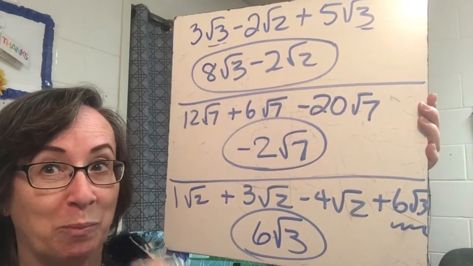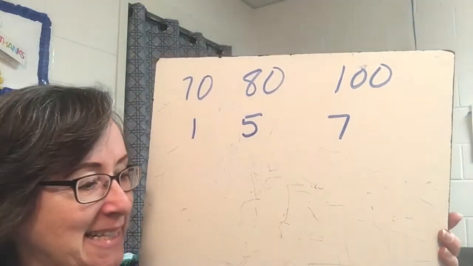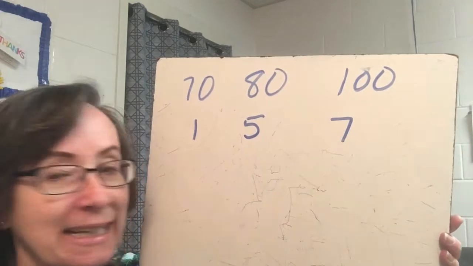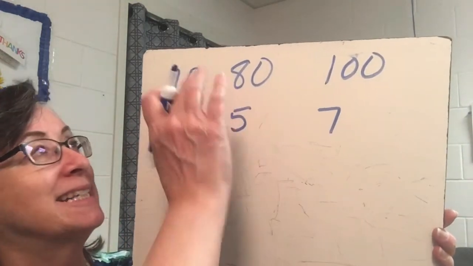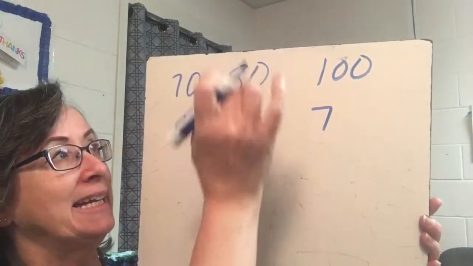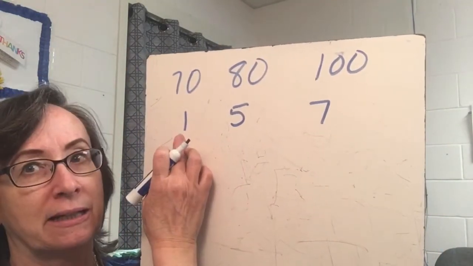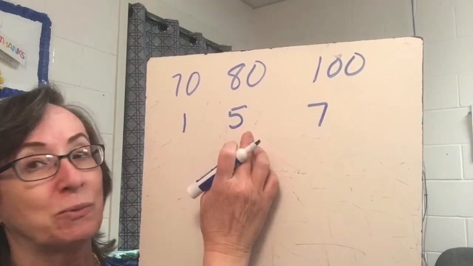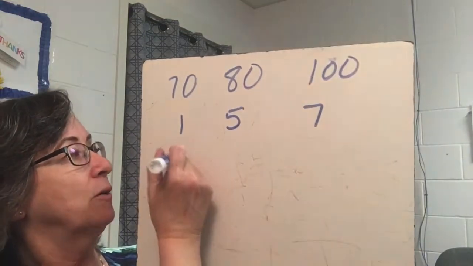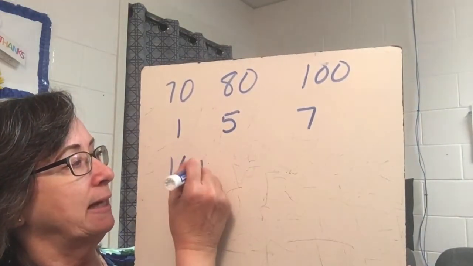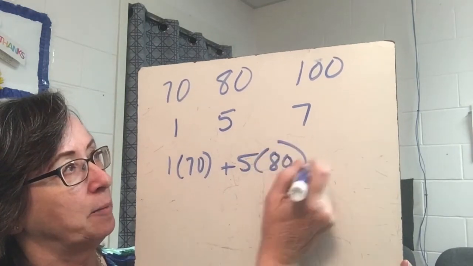We have one more problem left. Here is our last problem on lesson 65. We'll be done. And we're doing a weighted average. And we have a 70 on a test, an 80 on a test, and a 100 on a test. This one is a weight of 1, this one is a weight of 5, and this one is a weight of 7.